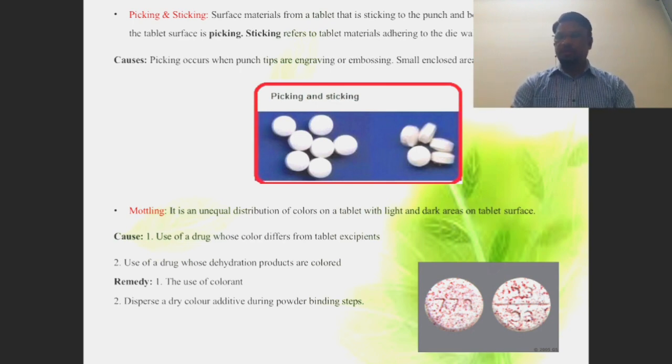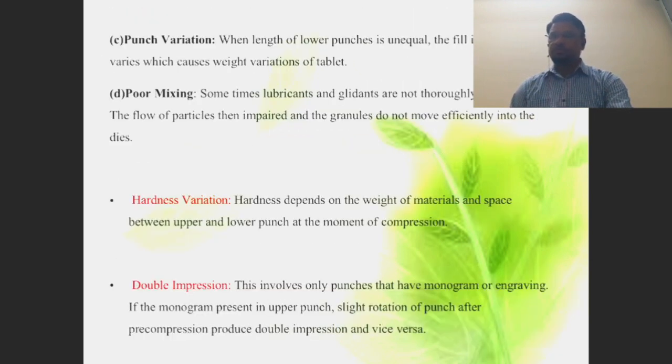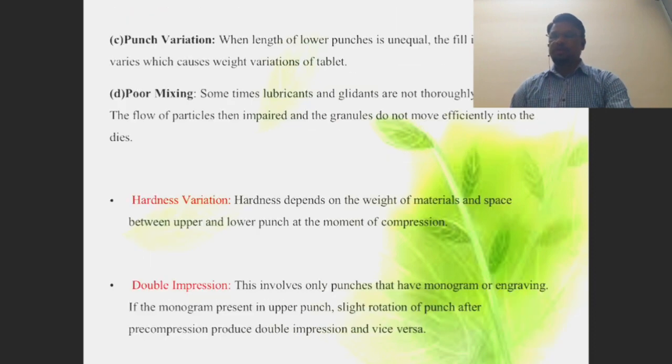You can see here the mottling. Mottling is an uneven distribution of the color on the tablet. You can see here it is not uniformly distributed. It is an uneven distribution of the color. Basically, it happens in film coating and sugar coating tablets. Then there is poor mixing and weight variation.